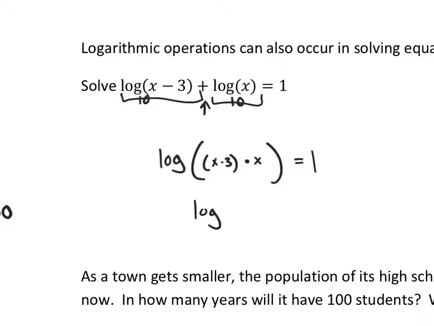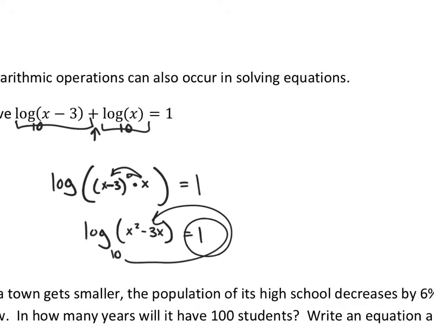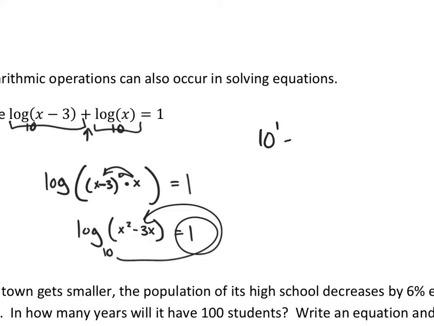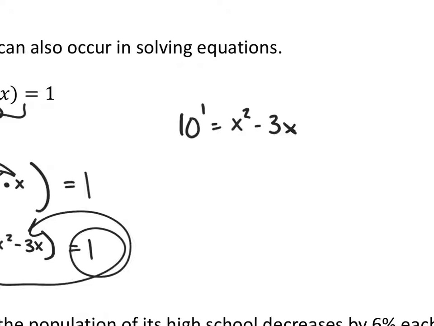So really now what I'm solving for is, after I distribute on the inside, x squared, and this should be a subtract, x squared minus 3x is equal to 1. Our base is 10, and this is another example of where we need to use loop and swoop. So we have 10 to the first power is equal to x squared minus 3x. And so this is now turned into a quadratic.